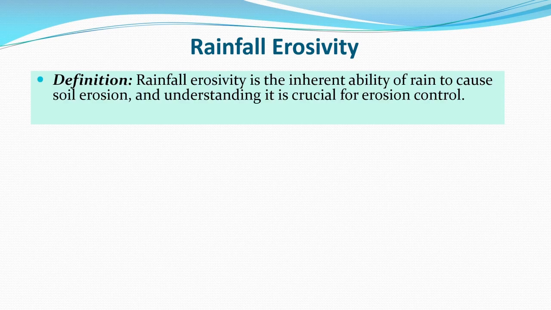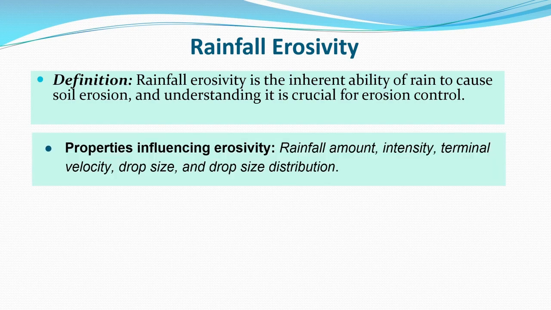Rainfall erosivity is the inherent ability of rain to cause soil erosion, and understanding it is crucial for erosion control. It is the primary factor. Now, which are the properties which influence the erosivity? The rainfall amount, intensity, terminal velocity, drop size and drop size distribution. All these factors have a strong influence on erosivity, the ability of rainfall to cause erosion.